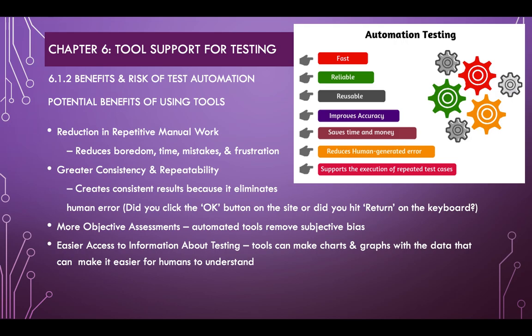There's greater consistency and repeatability, and it creates consistent results, which eliminates the human error we talked about. For example, did you click the OK button on the site or did you hit return on the keyboard when you're on a website and you're signing up for something? Something as simple as that, when you're doing software testing, it's important to know, did you hit that OK button or did you actually hit return on your keyboard?